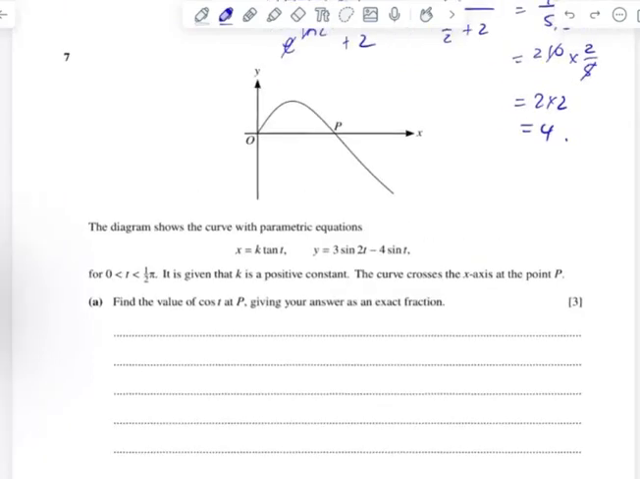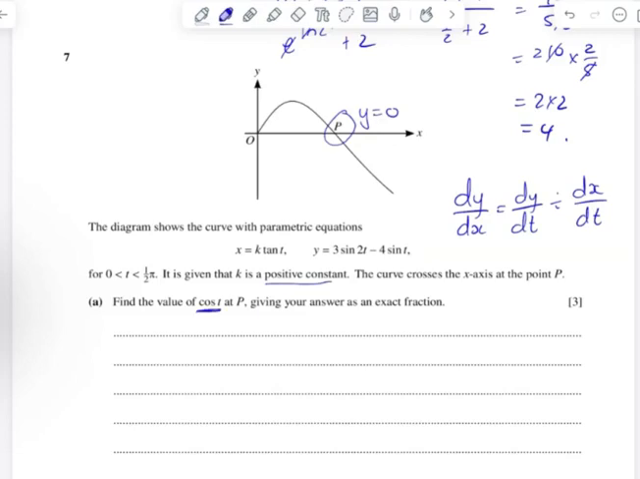So here it says the diagram shows a curve of a parametric equation. Okay, parametric means there's a third parameter, and there's always one formula, dy over dt divided by dx over dt. All right, the diagram shows the parametric curve. We've got a k. K is a positive constant. The curve crosses the x-axis at point P, so that's where y is equal to 0. Find the value of cos t at P.